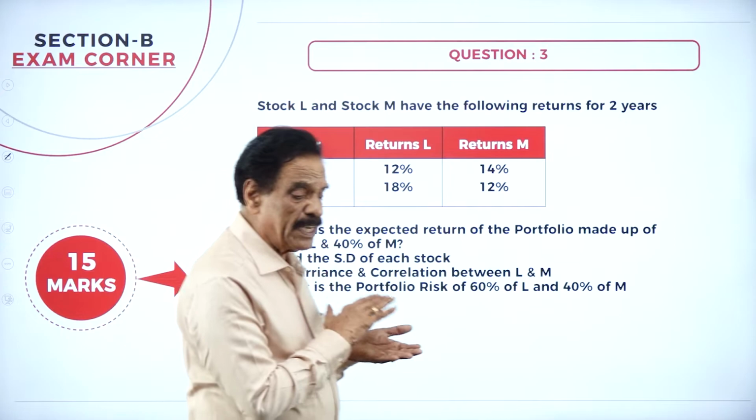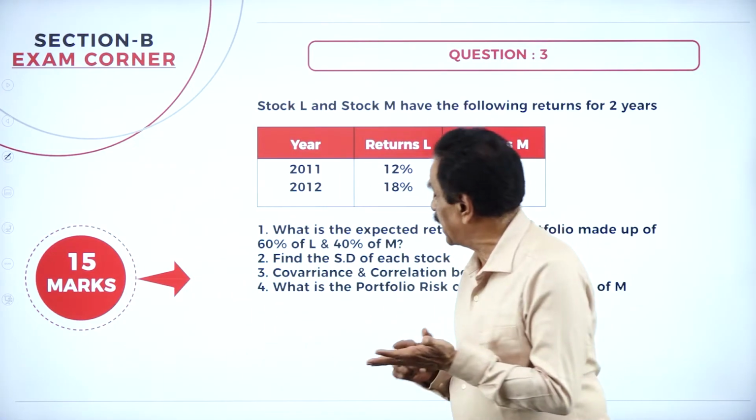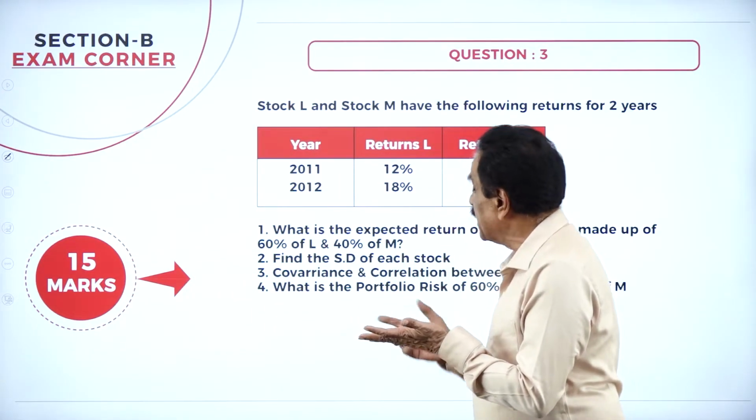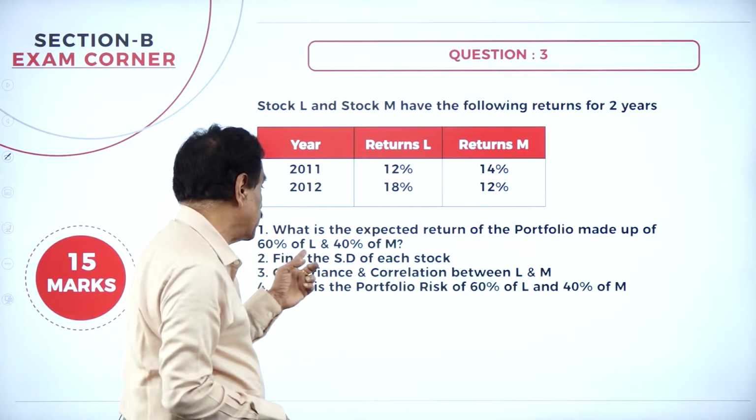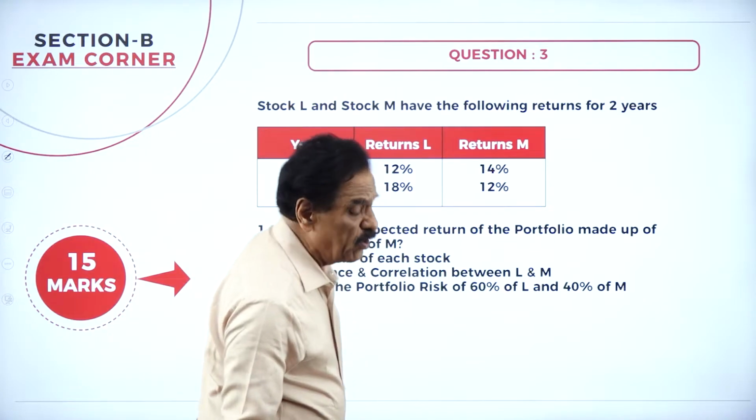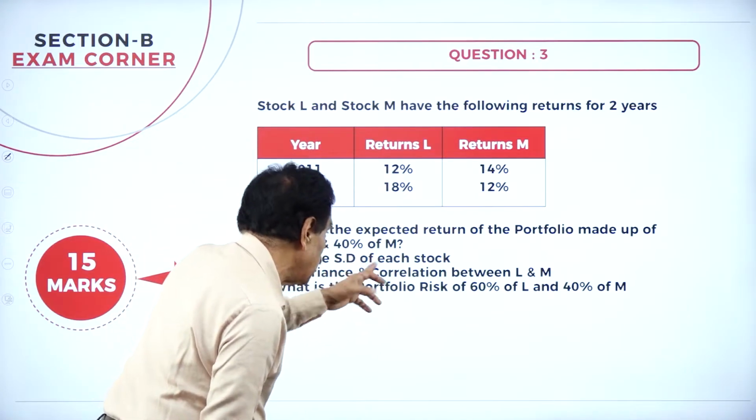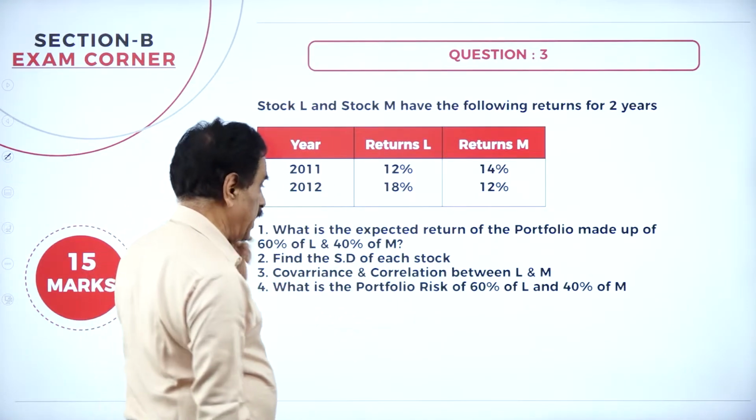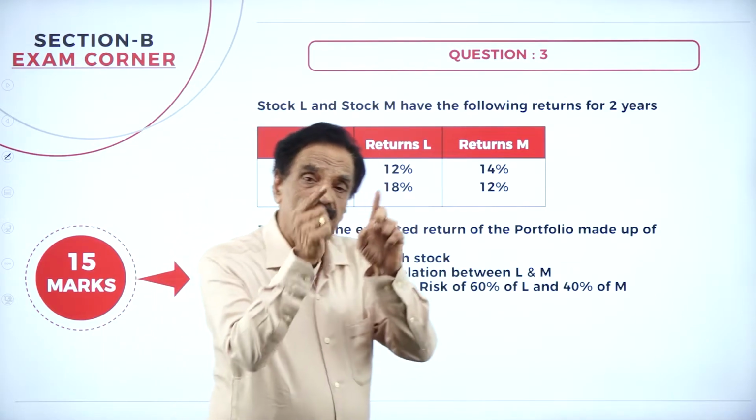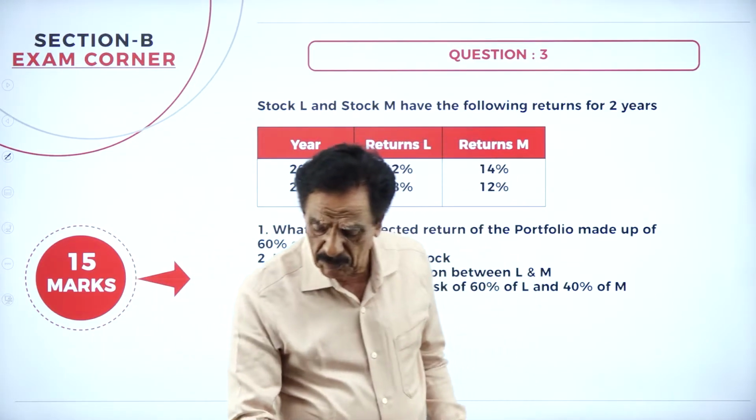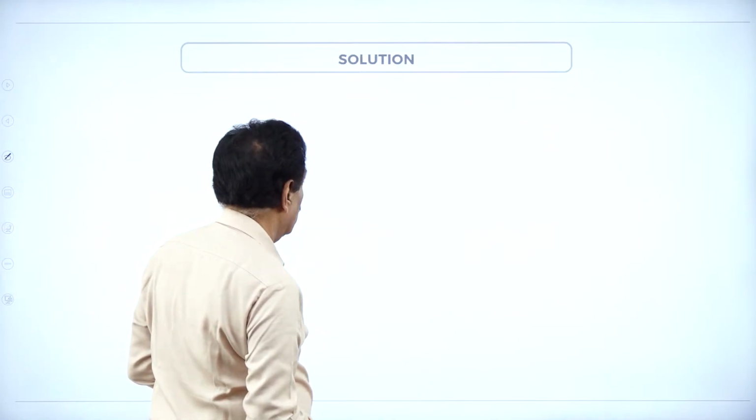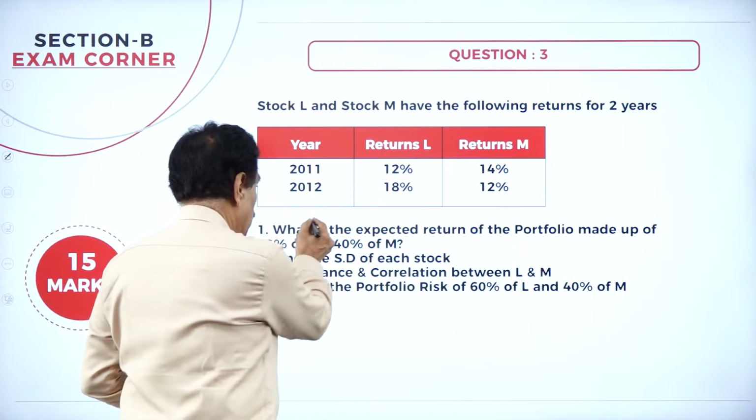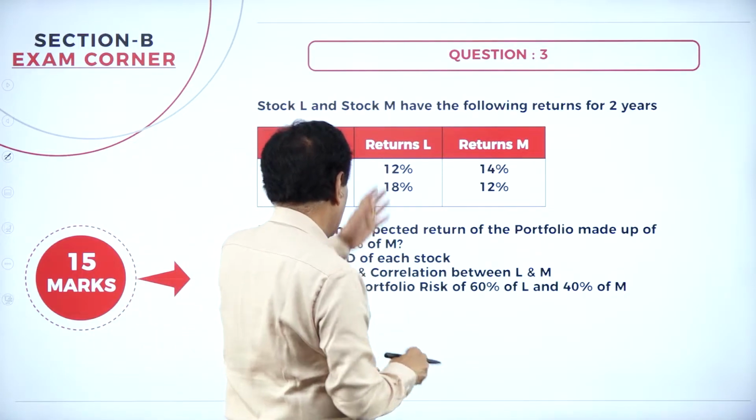So first we have to calculate expected return, then standard deviation, then return on the portfolio, 60% and 40% portfolio you have to make. Find the standard deviation of each stock, then covariance. Covariance means deviation of X and deviation of Y. This is without probability, ex post. So what are you expecting now? First is expected return. Add this figure.